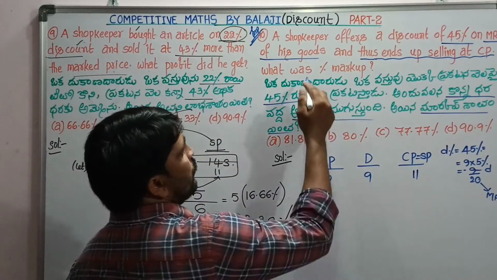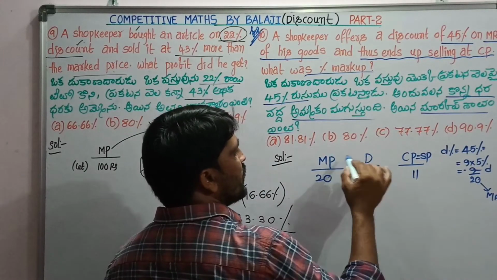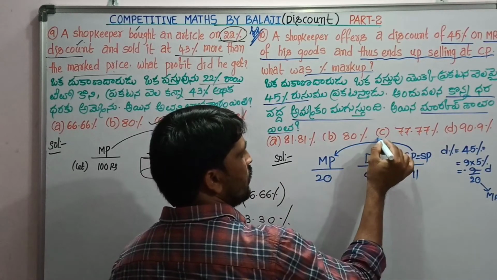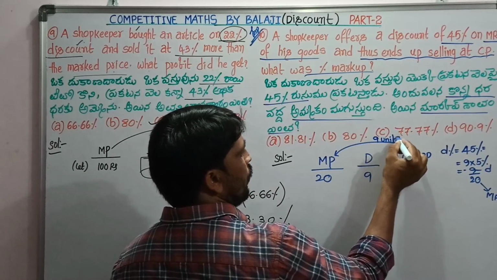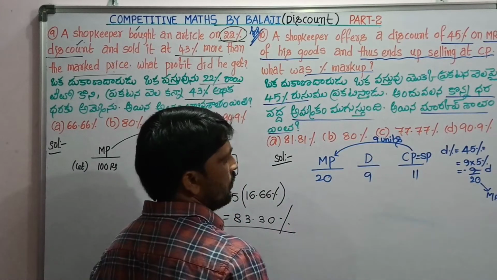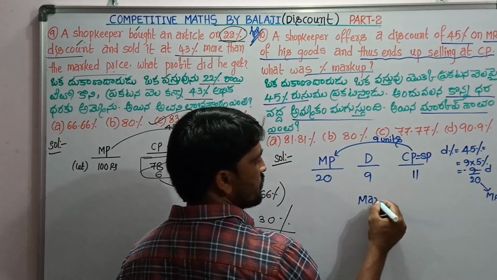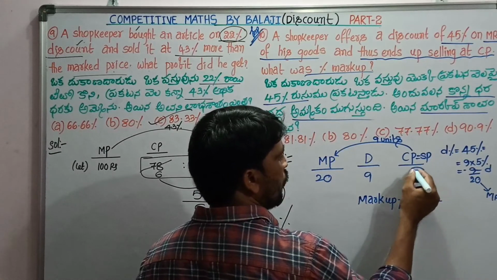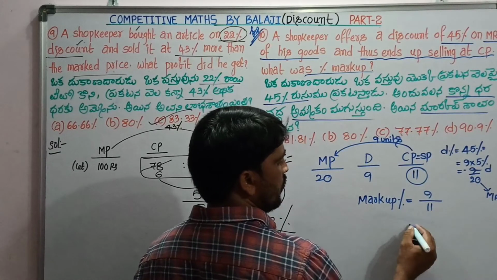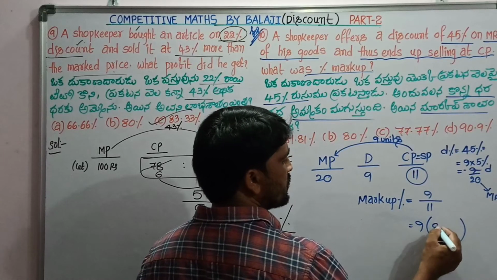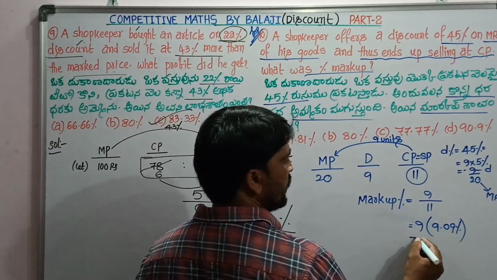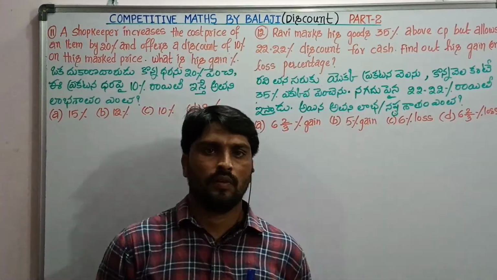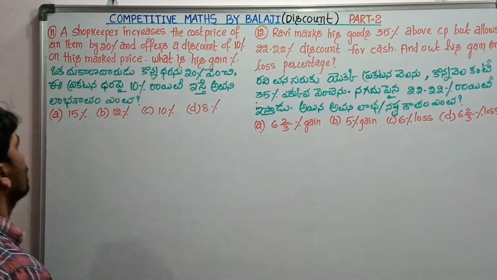Okay. What was his markup percent? Markup is the difference between cost price and market price, that is 9 units is the markup, but we have to find markup percentage. So markup percent is 9 units markup over cost price 11. 9 times of 1 by 11 is 9.09%, so it is 81.81% is the markup. Answer is A.